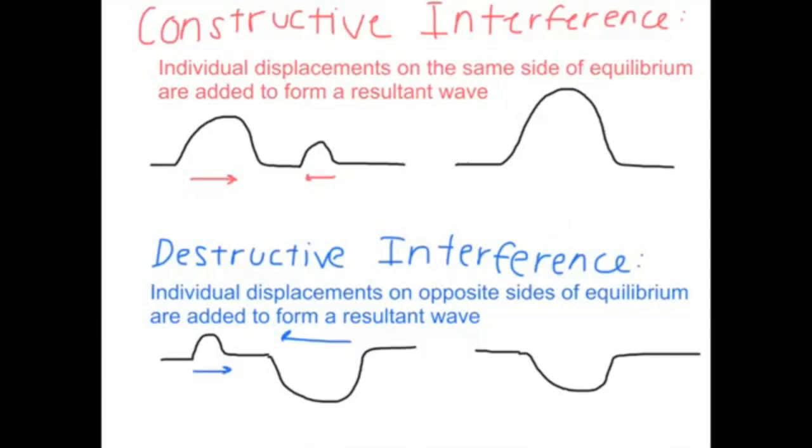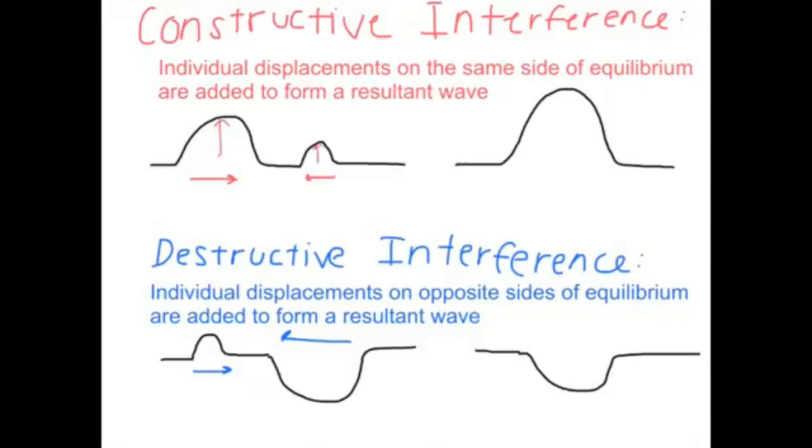So there are two different types of interference or superposition that we're going to be looking at. The first is constructive interference. This occurs when individual displacements on the same side of equilibrium are added to form a resultant wave. So as I've drawn here, we have these two waves coming at each other from two different sides of a rope, and they're on the same side of equilibrium.